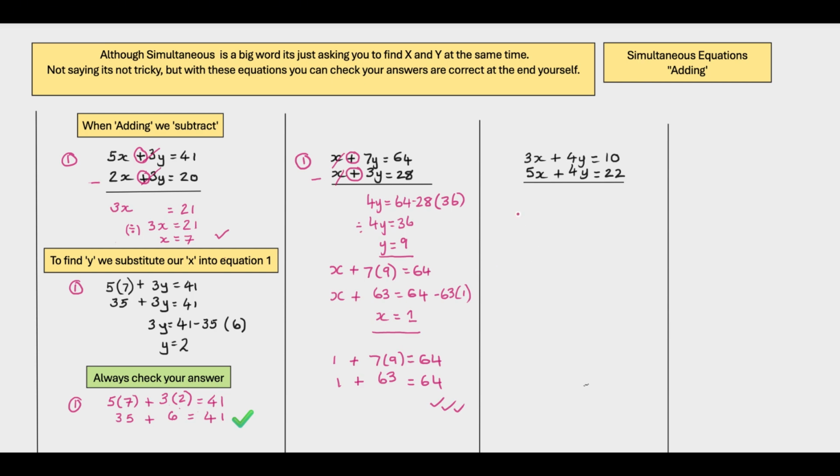If you want to try this one yourself, pause the video. So step 1, look at the signs. Both adding, so we're going to subtract. And this will get us x on its own.